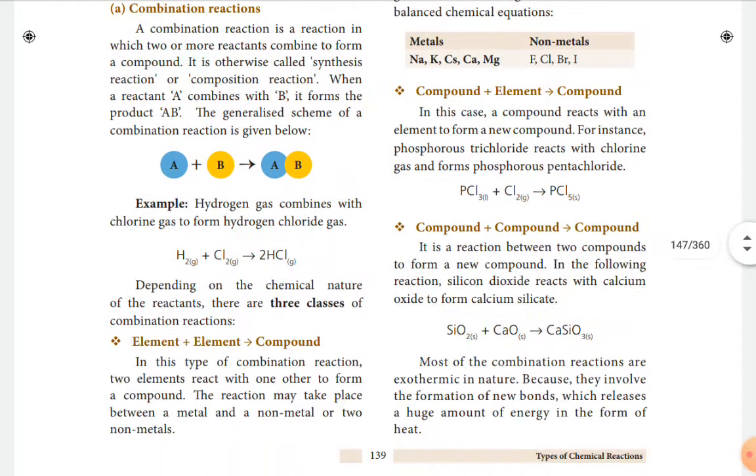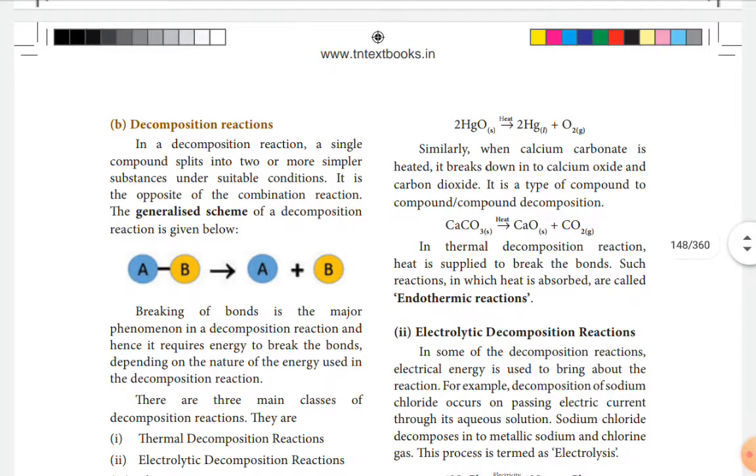Now, next we are moving to the next type of chemical reaction, which is called the decomposition reaction. This is actually opposite to, or the reverse of, the combination reaction. So you always have to keep in mind what a combination reaction is: two reactants combine to give a single product. When you go in reverse to this combination, what will you obtain? A single compound splits into two or more simpler substances. That is called a decomposition reaction.